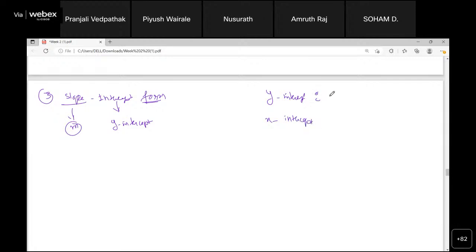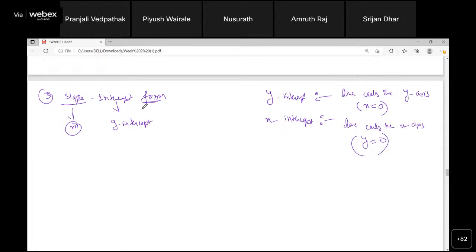Yes, tell me. Where x equals 0. Yeah, y intercept means where my line cuts the y axis. So when the line cuts the y-axis, it means my x coordinate is 0, right? And when a line cuts the x-axis, it means my y coordinate is 0, right? This is my intercept thing, right?